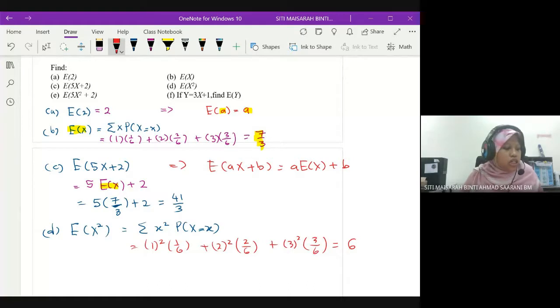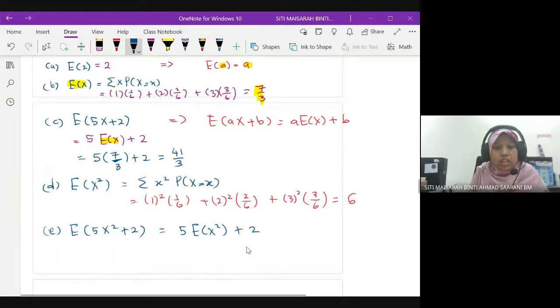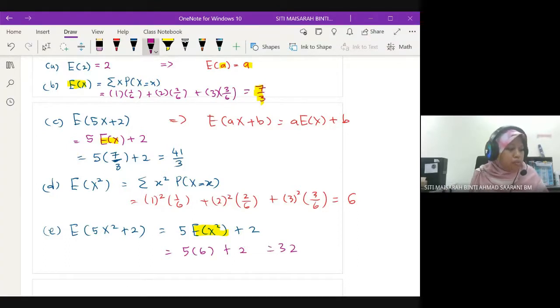Expectation of X square is actually equal to 6. Okay. So then next we continue with question E. We want to find E of 5X square plus 2. It's similar to question C. So then it becomes 5 E of X square plus 2. Okay. So dia dapat 5 E of X square tambah 2. So then E of X square we need to substitute with 6. So then we get E of 5X square plus 2 is 5 multiplied by 6 plus 2. So then we get 32. Expectation of 5X square plus 2 is 32.